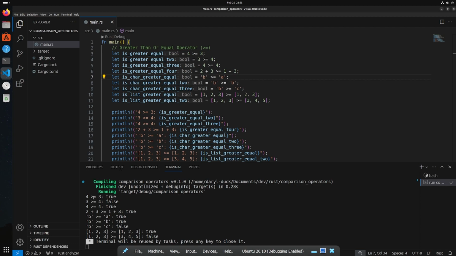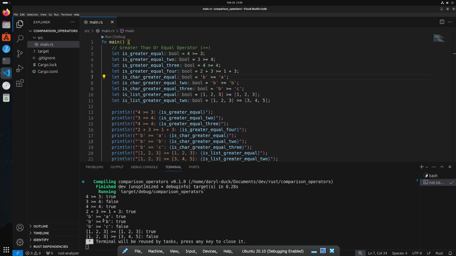So 4 is greater than or equal to 3. That's true, right? 3 is greater than or equal to 4 is false because 3 is less than 4. Now, for the next one, it actually now returns true because we're also checking for equality, right? 4 is equal to 4, so therefore that's allowed. Next one, 2 plus 3 is 5, 1 plus 3 is 4, so it is greater, right?